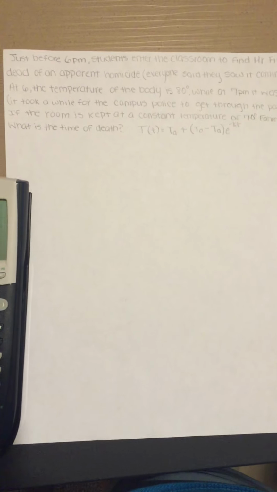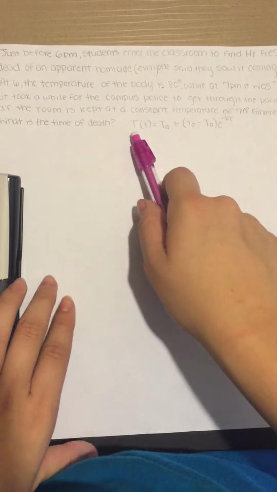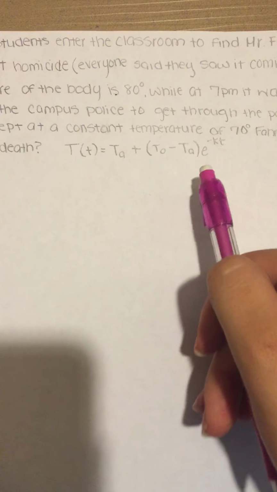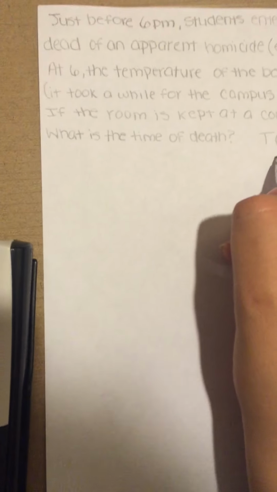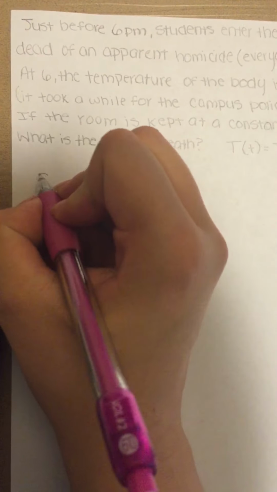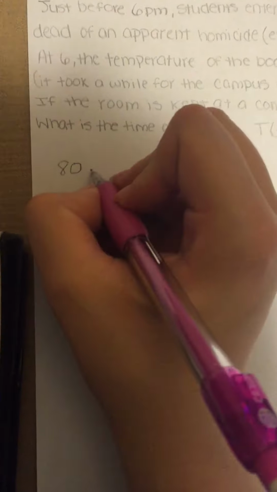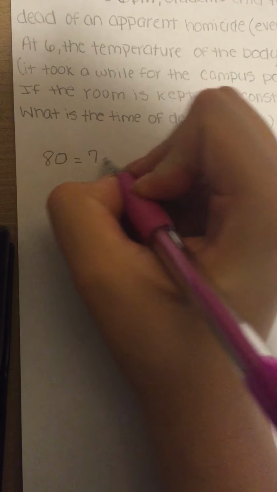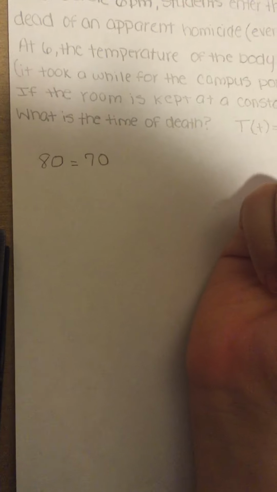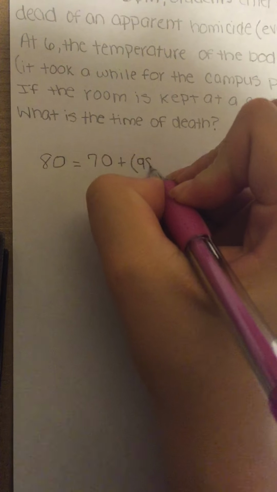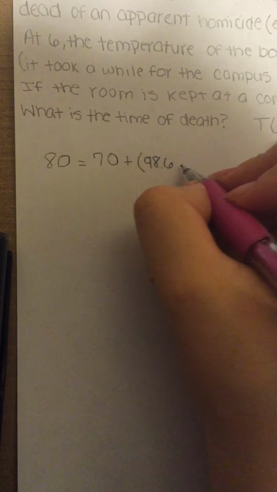I will be using Newton's law of cooling, which is T equals T ambient plus (T object minus T ambient) e to the negative kt. First, I will begin by substituting T with 80, which represents the temperature of the body when Mr. Fees was found. T ambient is going to be replaced with 70 degrees, which is the constant temperature of the room, plus T object, which is 98.6, the normal body temperature, minus T ambient again.